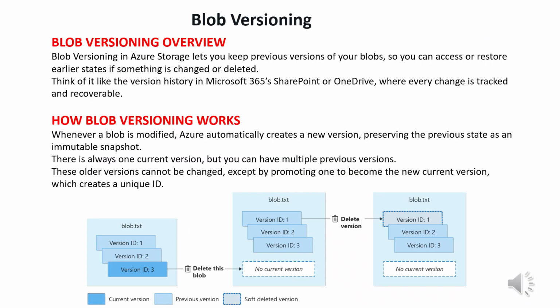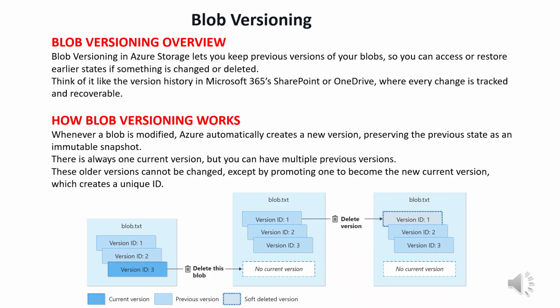Blob versioning overview. Blob versioning in Azure Storage lets you keep previous versions of your blobs so you can access or restore earlier states if something is changed or deleted. Think of it like the version history in Microsoft 365's SharePoint or OneDrive, where every change is tracked and recoverable.